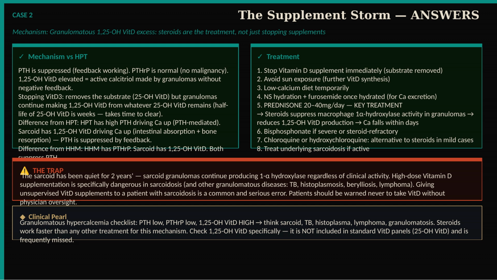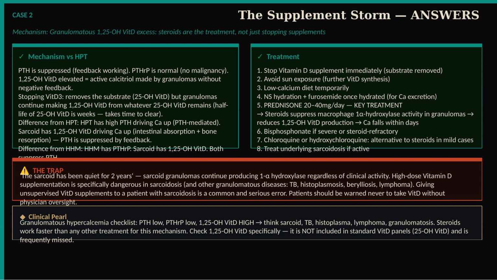So the treatment: stop the vitamin D, avoid sun exposure, a temporary low-calcium diet, saline hydration with furosemide once she's volume repleted, and the key agent, prednisone, 20 to 40 milligrams a day. Steroids suppress that macrophage 1-alpha hydroxylase in the granulomas, shutting off active vitamin D production, and the calcium falls within days. Bisphosphonates, if it's severe or steroid refractory.